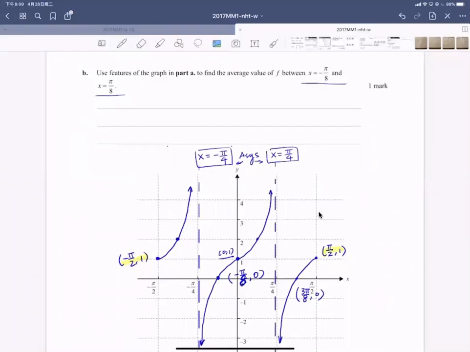So the average value, I would say it's the mean value, isn't it? Where is the mean value of the function? Let's look at the center line. Where is the center of that graph? 0, 1. So I'm referring to the equilibrium position here. All right, so the average value is 1.